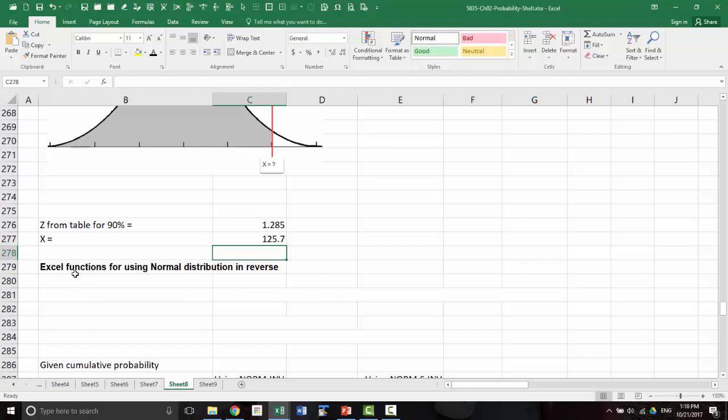Now Excel has two functions. Like the DIST distribution function for probability, we have two functions for the inverse. One uses the probability, mu and sigma, and this will give you the x value directly. Or you can use the norm.s.inv function, which takes in only the probability. This will give you the z value only.